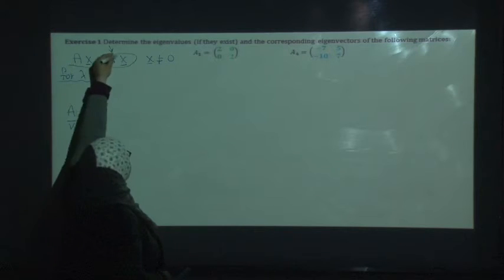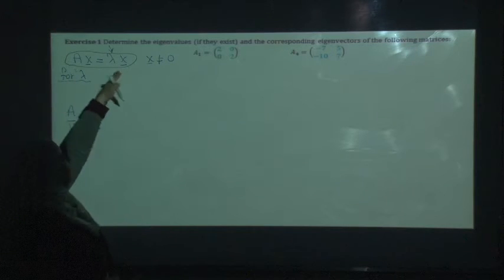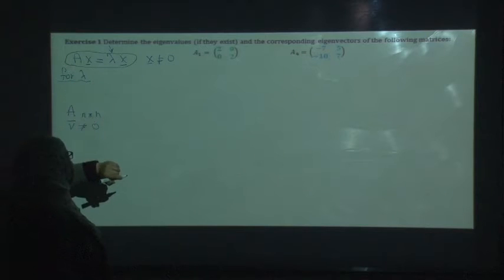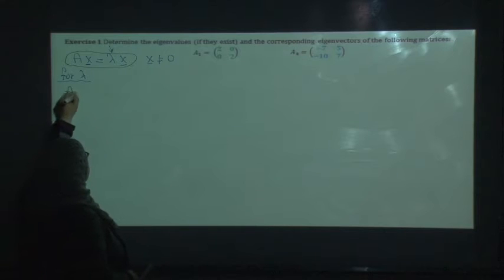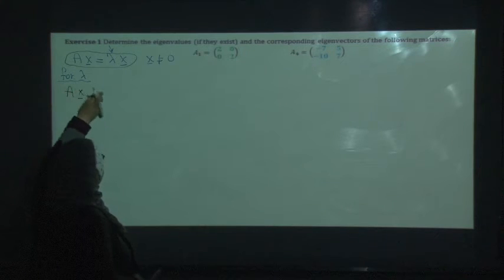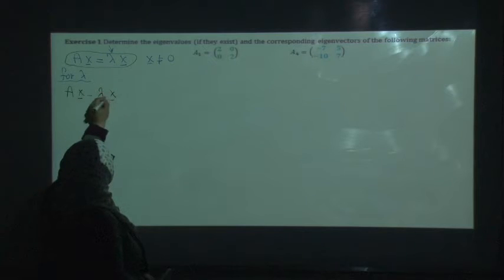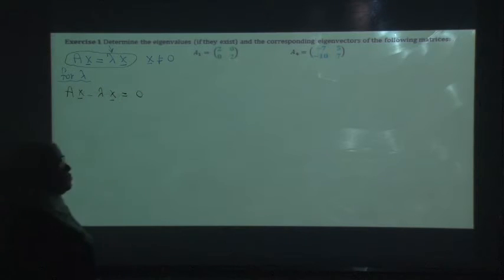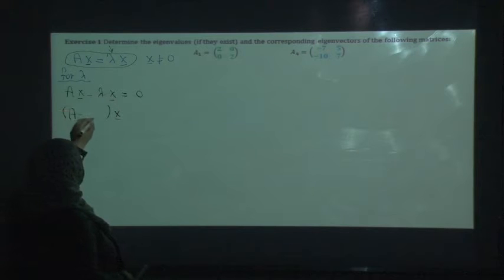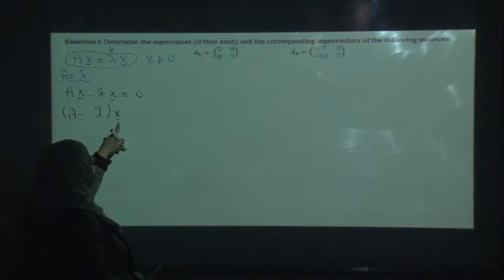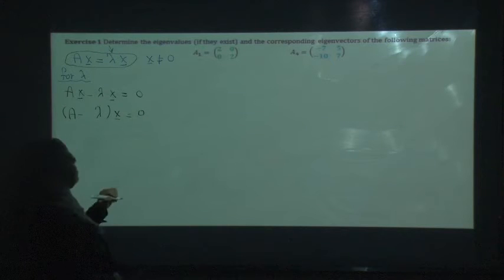Solving this equation for lambda, what shall we do? We will take this term to the other side. We will get A times x equals, now that we took it to the other side directly, it will be lambda times x, and it will be equal to 0. Now let's take x as a common factor. We can take it from any side. So we will have (A minus lambda) x, with x a common factor, equal to 0.